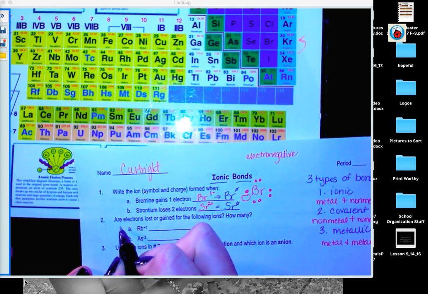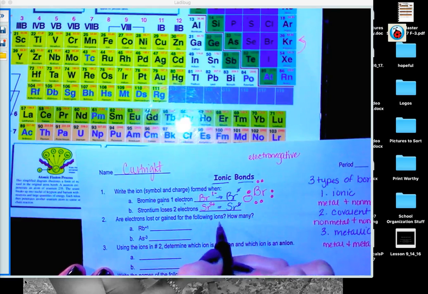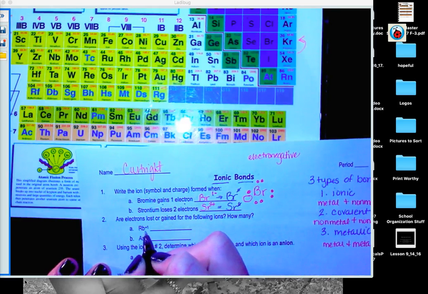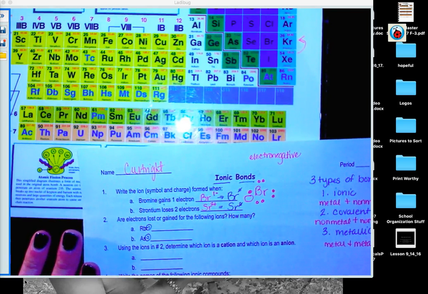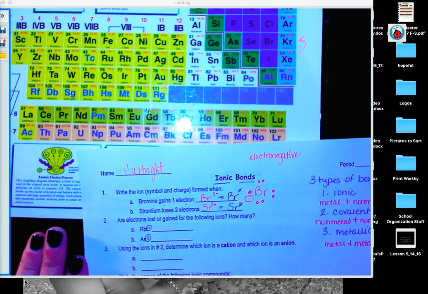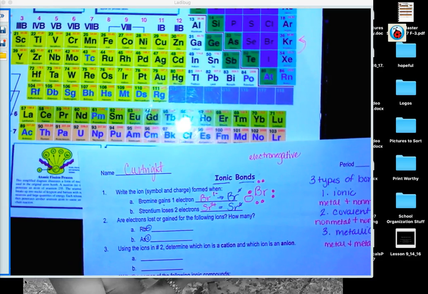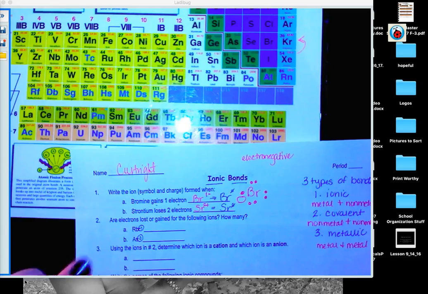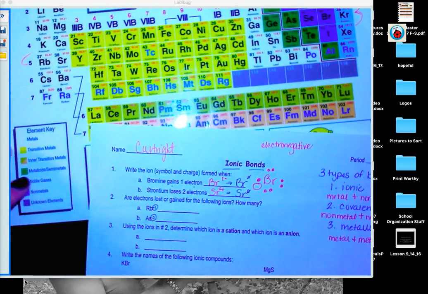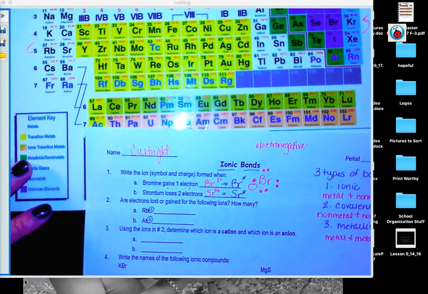And number 2, it says, are electrons lost or gained for the following ions? And how many are? Well, the only number you really need to know are these little numbers up here in the exponent area. These are not exponents. We're not going to be doing anything to the power of 3, to the -1, none of that. So it's not going to be that complicated. But you have to find rubidium on your periodic table, and I'll give y'all a second to locate rubidium. Where is rubidium hiding?